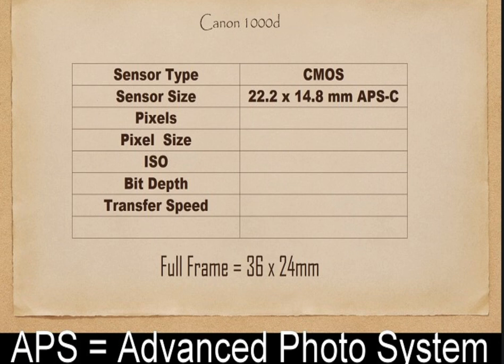The sensor size is 22 by nearly 15 millimeters, which is APS-C. APS stands for Advanced Photo System, and the C stands for Classic. This is Canon's version of the classic size. They do vary depending on the manufacturer. The full frame size is 36 by 24 millimeters, so anything less than that is regarded as being cropped. It is sometimes expressed as a fraction of the full frame.